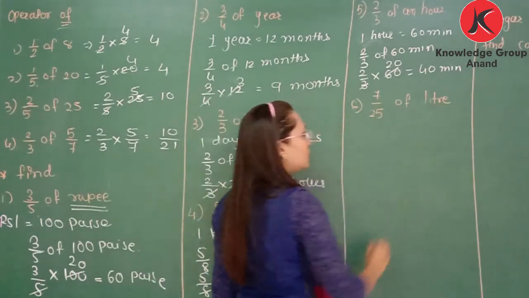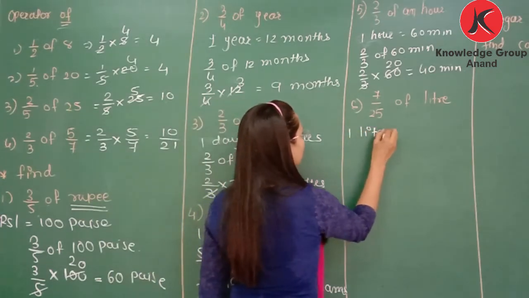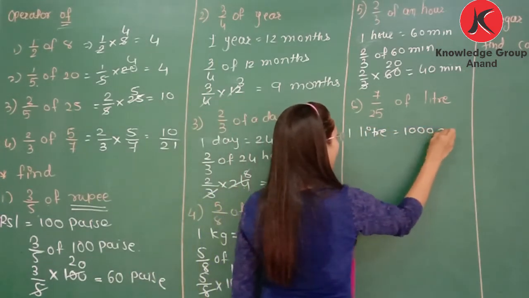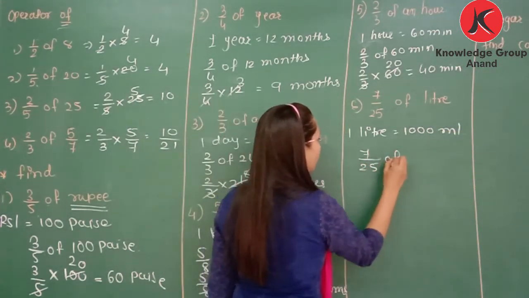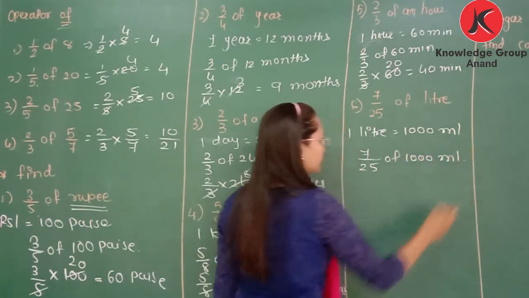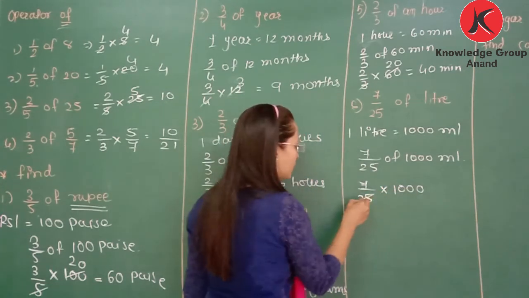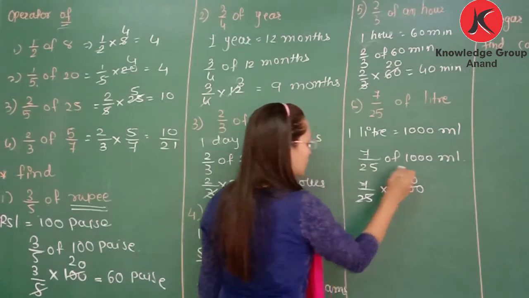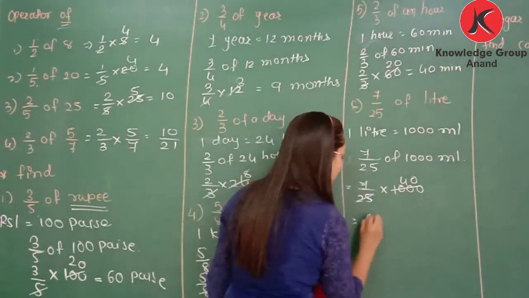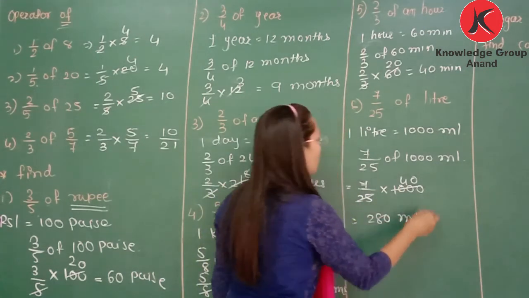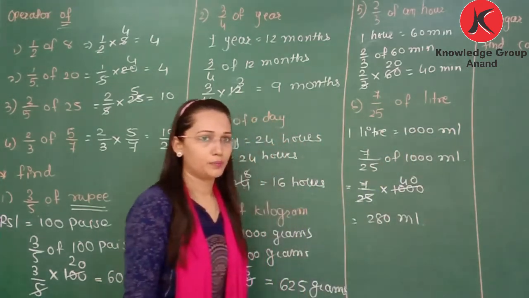7 by 25 of a liter. Now 1 liter is equal to 1000 milliliter. 1 liter is equal to 1000 ml. So here we can write 7 by 25 of 1000 ml. Now 7 by 25 multiply 1000. So here you can cut, 25 4s are 100. So 25 multiply 40 is 1000. So it is 7 40s are 280 ml. So 7 by 25 of a liter is 280 ml.